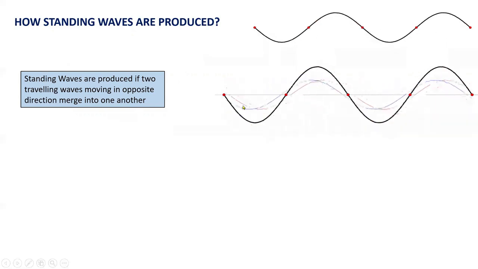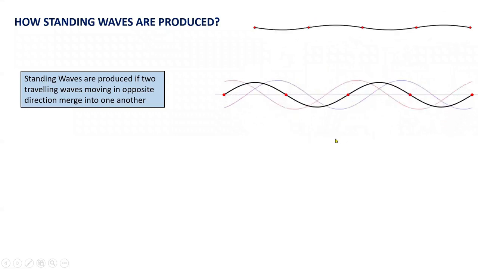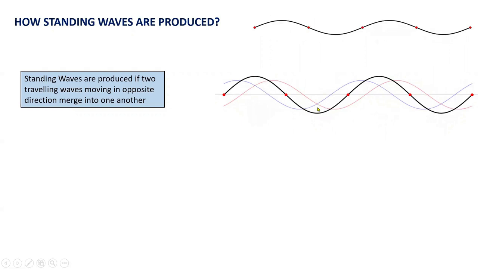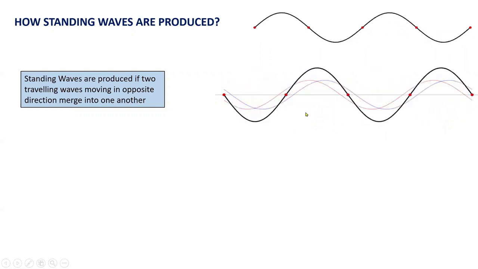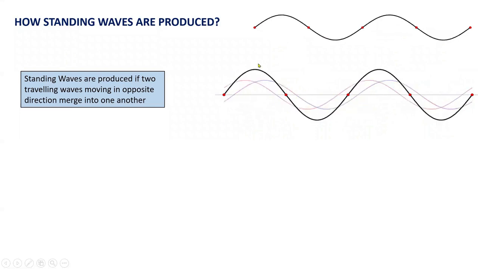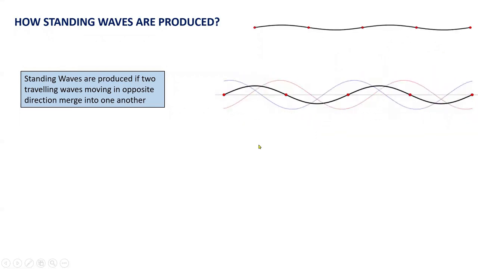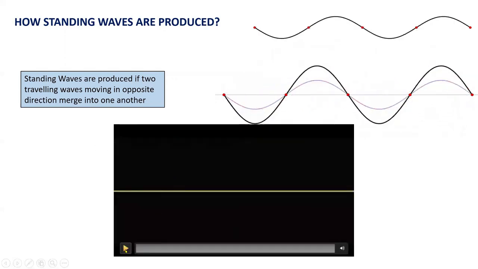The black wave which you can see, that is the standing wave. But in the background, you can see two traveling waves. The bluish wave is traveling to the right hand side. The red traveling wave is moving to the left hand side. And the result of it is this black wave, which is what we call the standing wave or the stationary wave.